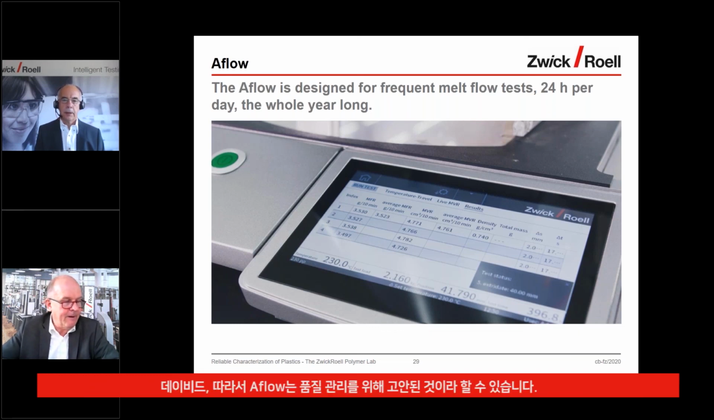Yeah, this thing is really designed for quality control. And a typical use of these A-flows is that it runs 24 hours a day and nearly 365 days a year.